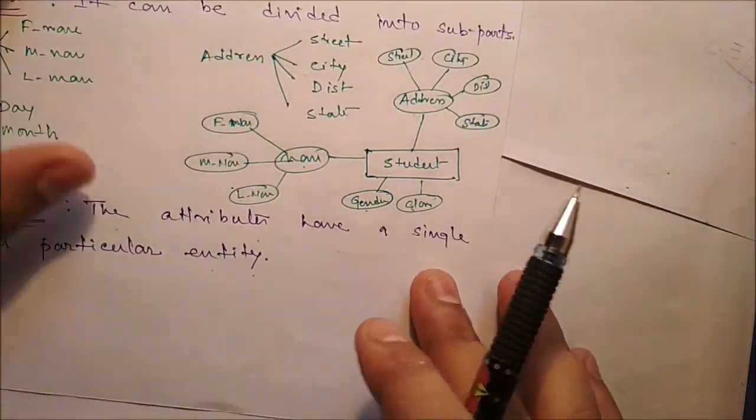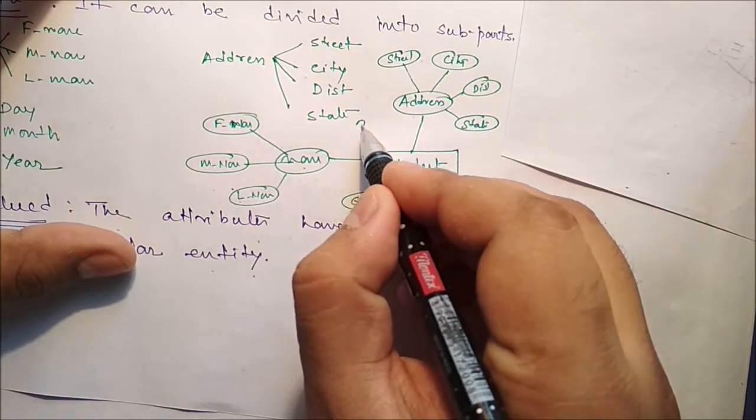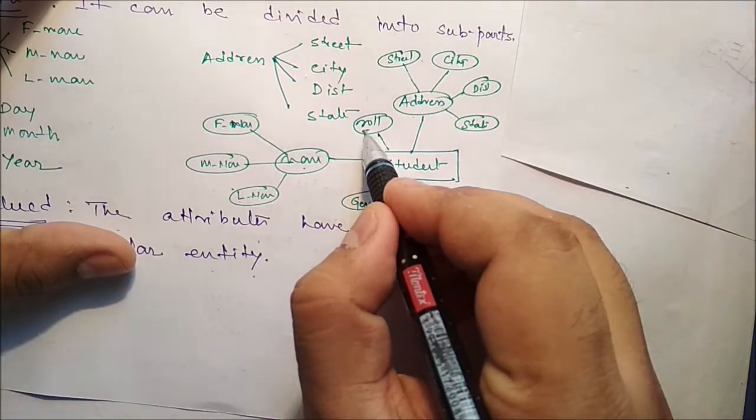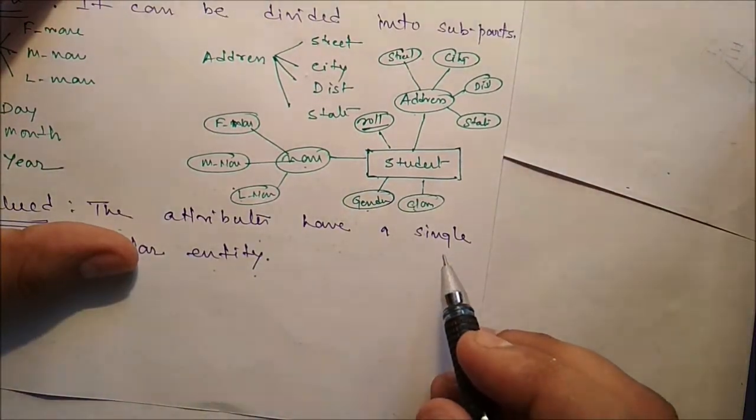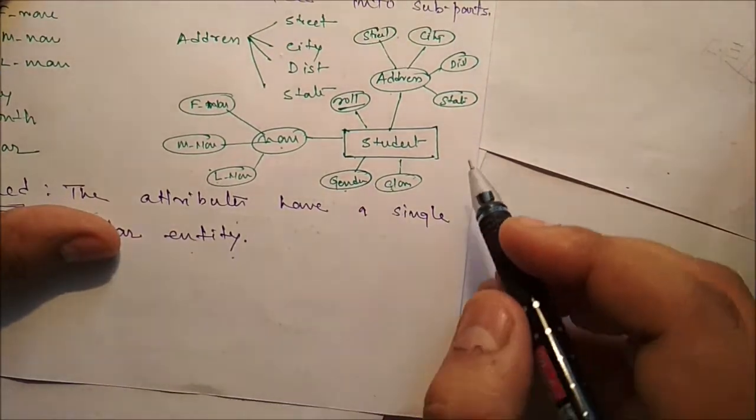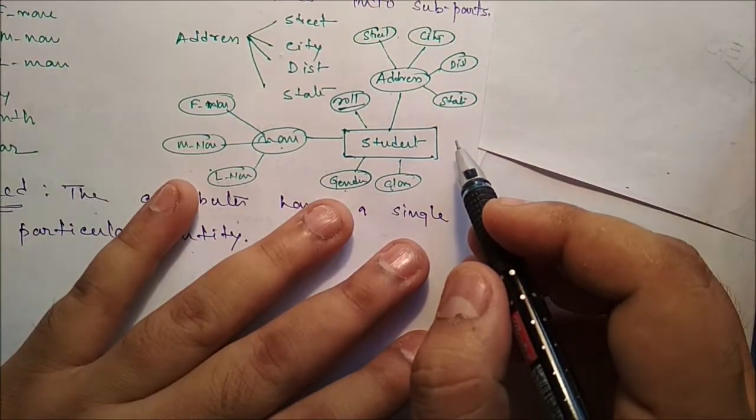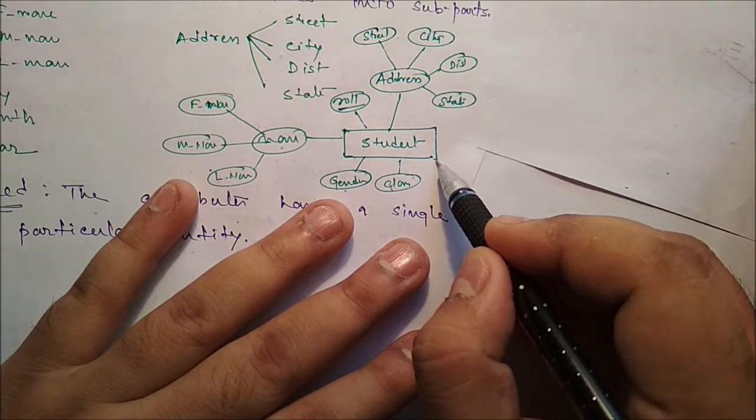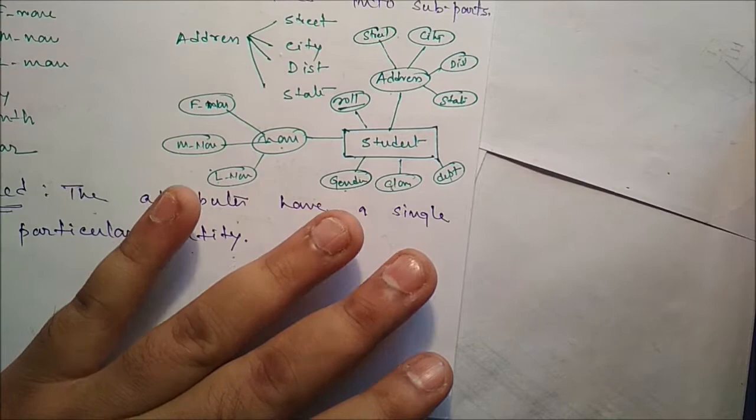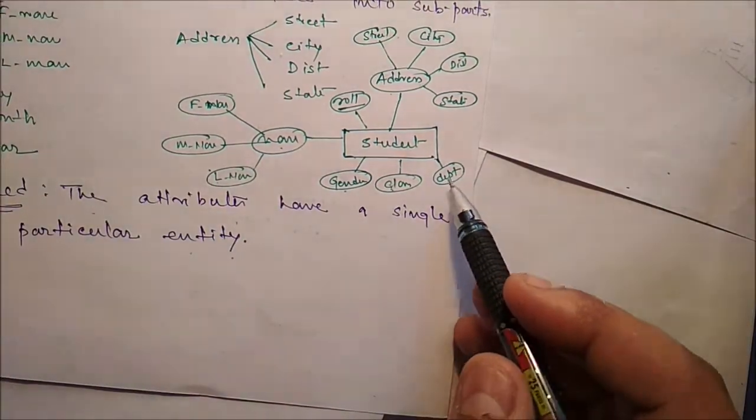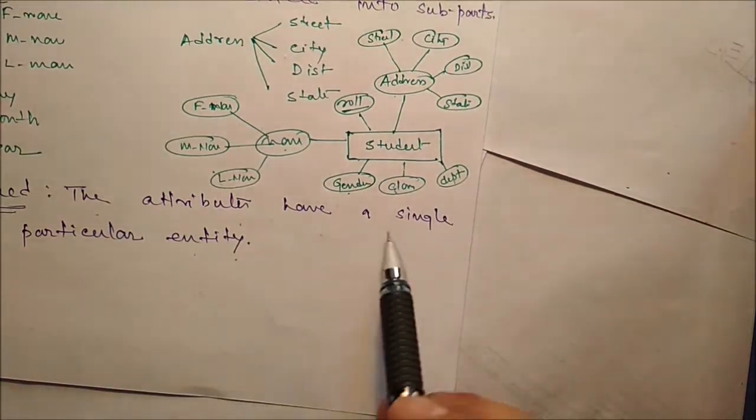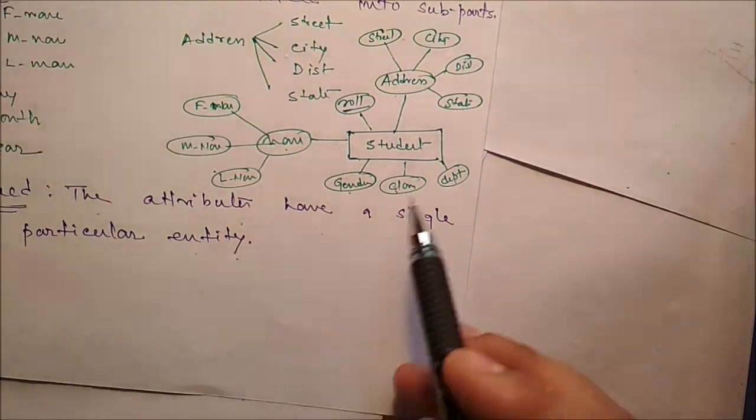Are you getting this one? Say roll number. It should be single, and through it you can identify any attribute, any entity. Similarly, we can say phone, or you can say department. It should be a single value. There must be one single department. The student must enroll under a single department. So the attribute that has a single value for a particular entity is called single valued.